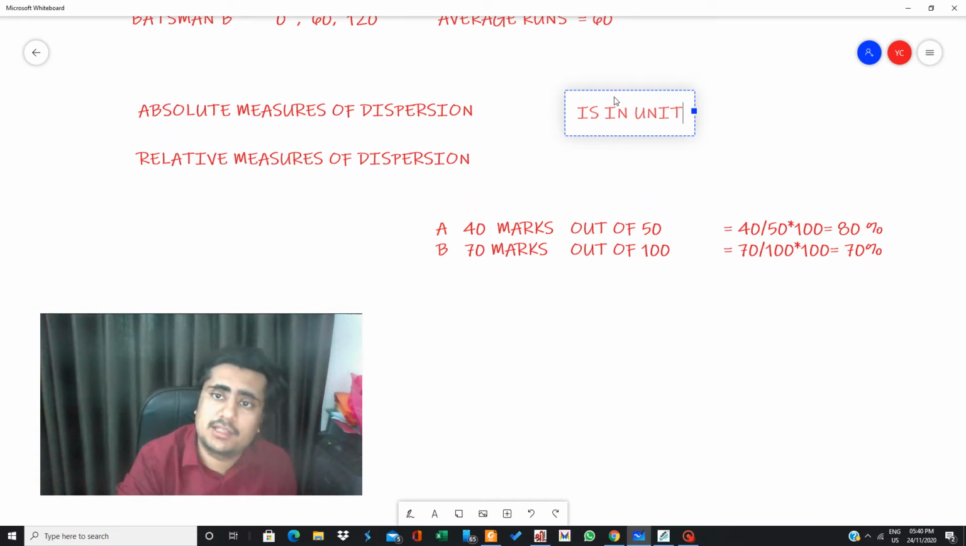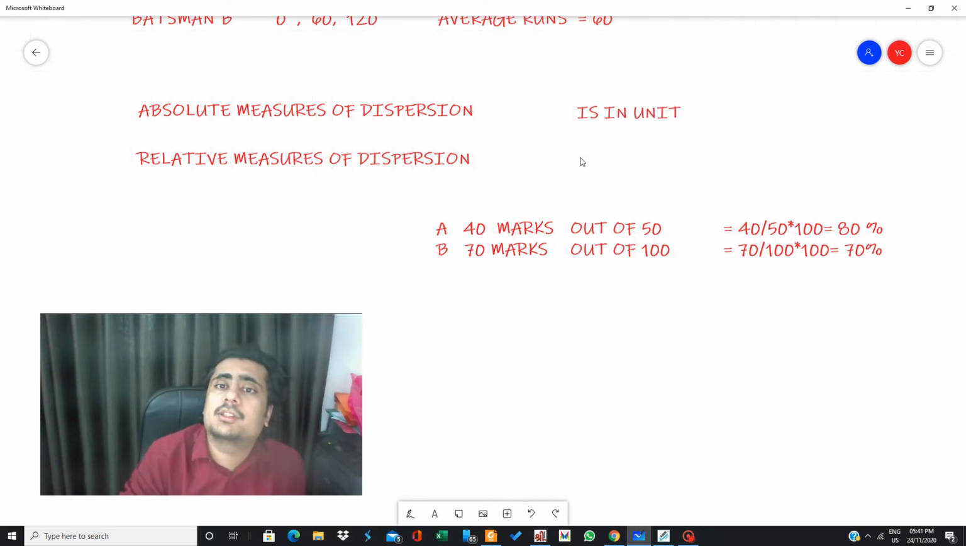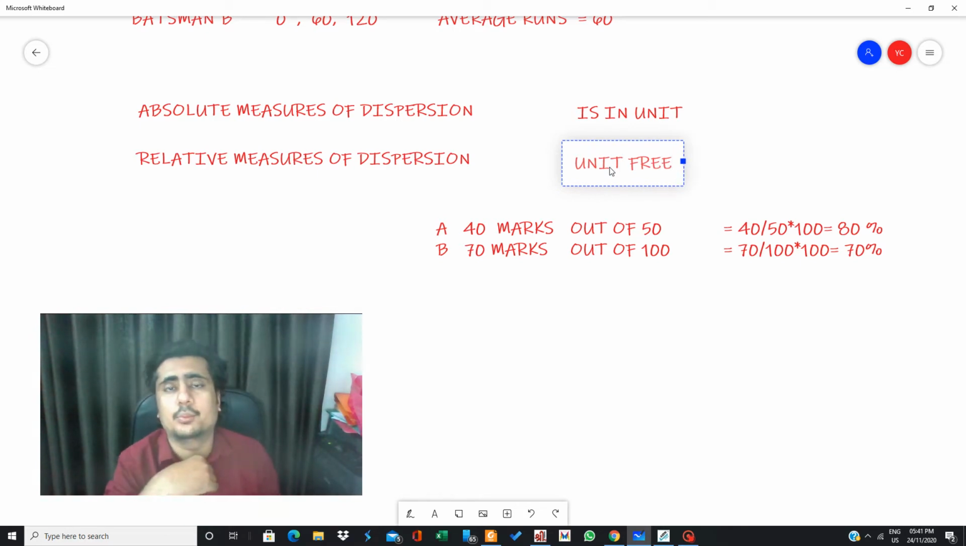And as I told you, absolute measure cannot be compared in every situation. In the example I gave, you cannot compare 40 marks and 70 marks, because you don't know from what total they got 40 and 70. So absolute measure is not relevant in every situation. Therefore we have relative measure. Now what is relative measure? It is a unit free measurement. It does not have any unit characteristic like rupees.